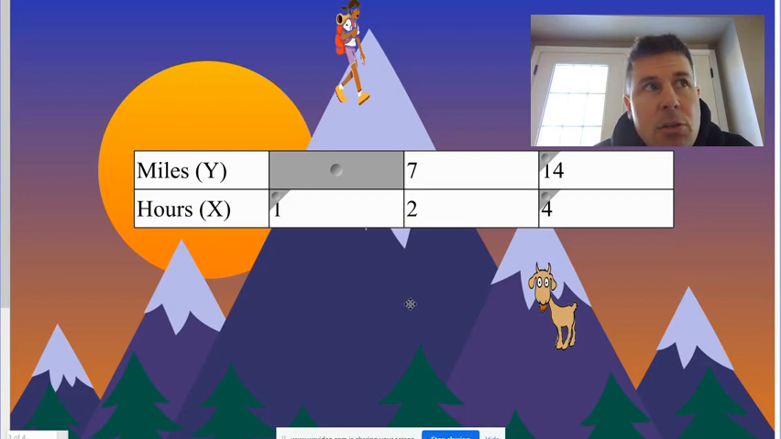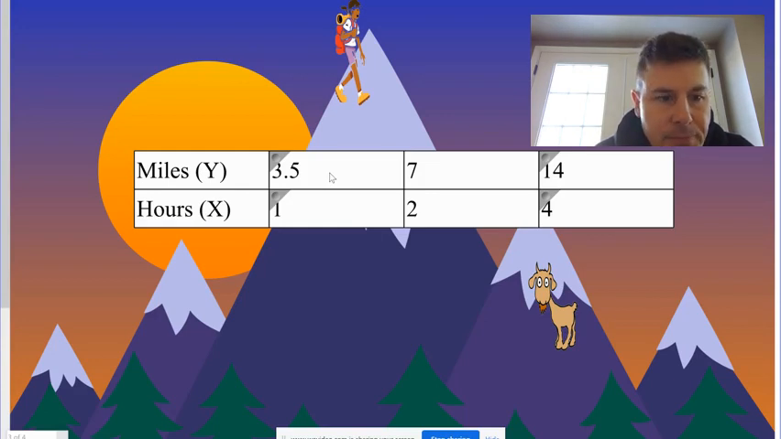And 7 divided by 2 can seem like that's going to be difficult, but it's really not too bad. If you think of 7 as simply 6 plus 1, 6 is very easy to divide by 2. That's 3, in this case, 3 miles. And then 1 divided by 2 is going to be 0.5. So we end up with 3.5 miles per hour as her unit rate.